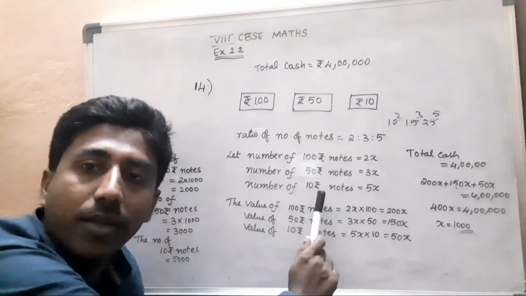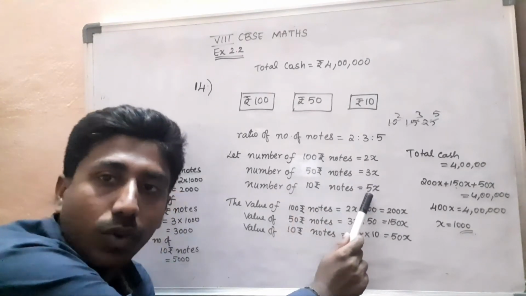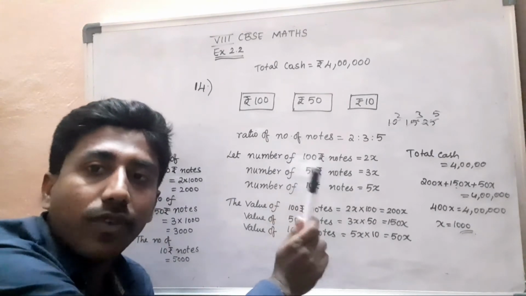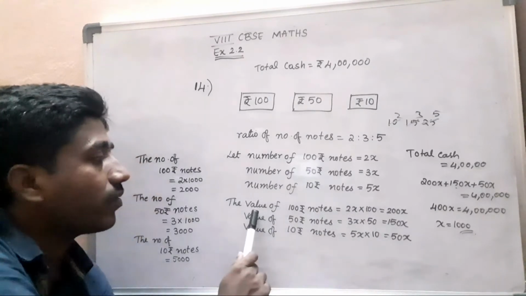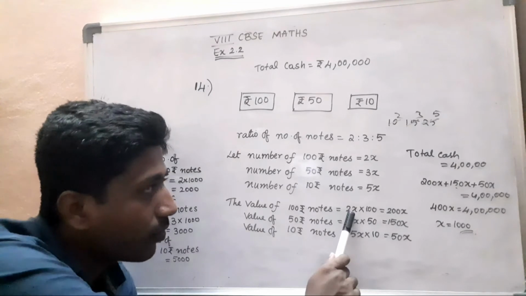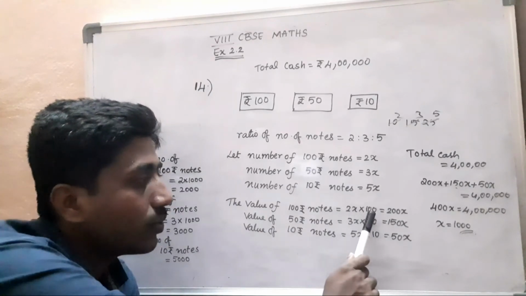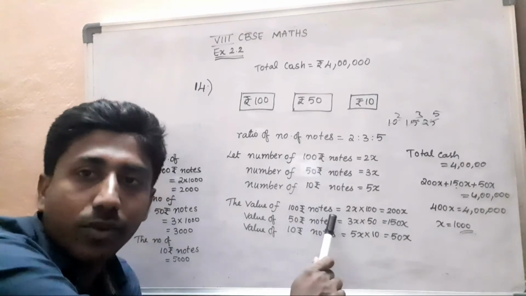Next, if you multiply the actual number of notes by its denomination, then you will get the value of the particular denomination. So here the value of 100 rupee notes is equal to the number of notes into its denomination. That means 2x into 100 is equal to 200x. So this gives the value of 100 rupee notes.